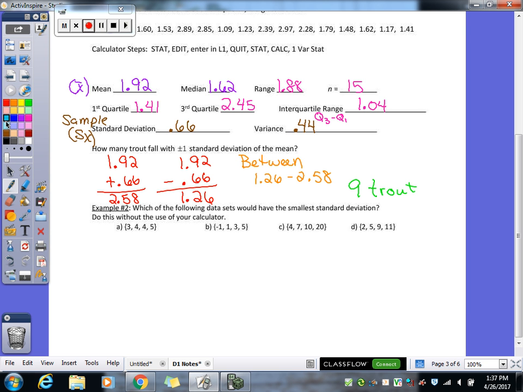All right, number 2, which of the following data sets would have the smallest standard deviation? Do this without the use of your calculator. So to be able to look at a data set and tell if it has a small standard deviation, the numbers would all have to be really close together, because a small standard deviation means that they're all closer together. If you have a large standard deviation, that means your numbers are really far spread apart, so they would be further apart. So of our 4 sets here, which one would be the smallest, do you think? A, because these ones are the closest together. Because numbers closest together.